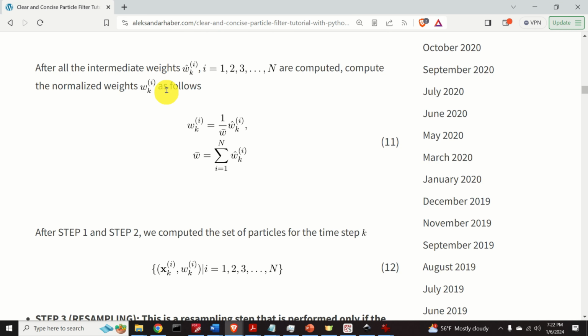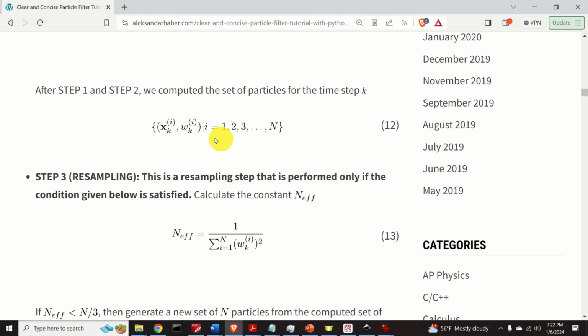After all intermediate weights w_k hat^i are computed, we compute the normalized weight w_k^i by using these two equations. That is, we first compute the sum of the weights and then we compute the normalized weight by using this equation. After step 1 and step 2, we computed the set of particles for the time instant k. That is, we computed this set.